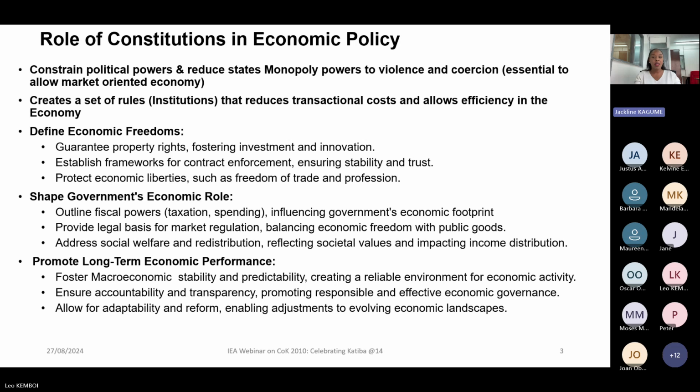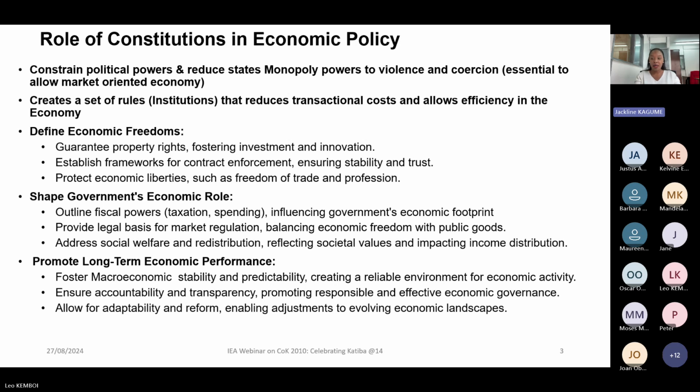So in this sense, constitutions provide a legal basis for market regulation, balancing this with economic freedoms and the need to provide public goods, essential public services, and so on. And they also address social welfare and redistribution policies. And this is, for instance, in our case, we know that our constitution guarantees access to basic social security. Most others do the same. So that's the fourth role.